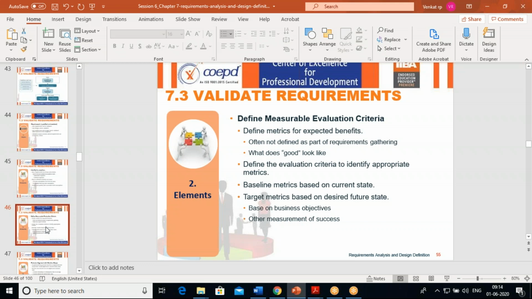Then we have to define measurable evaluation criteria. As I've been telling you, when any requirement comes up, we have to come up with a measure to understand it and measure it. So those we have to define. Sometimes the client himself will give us that, or sometimes we have to define it in our own ways.